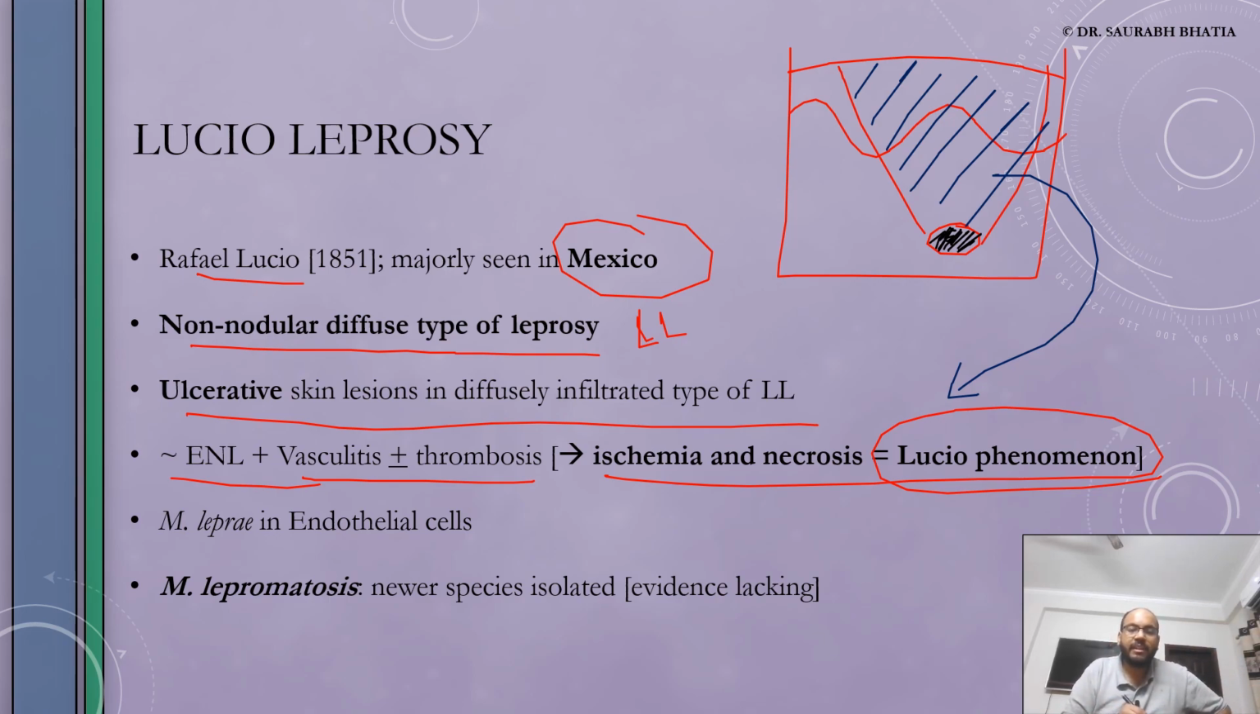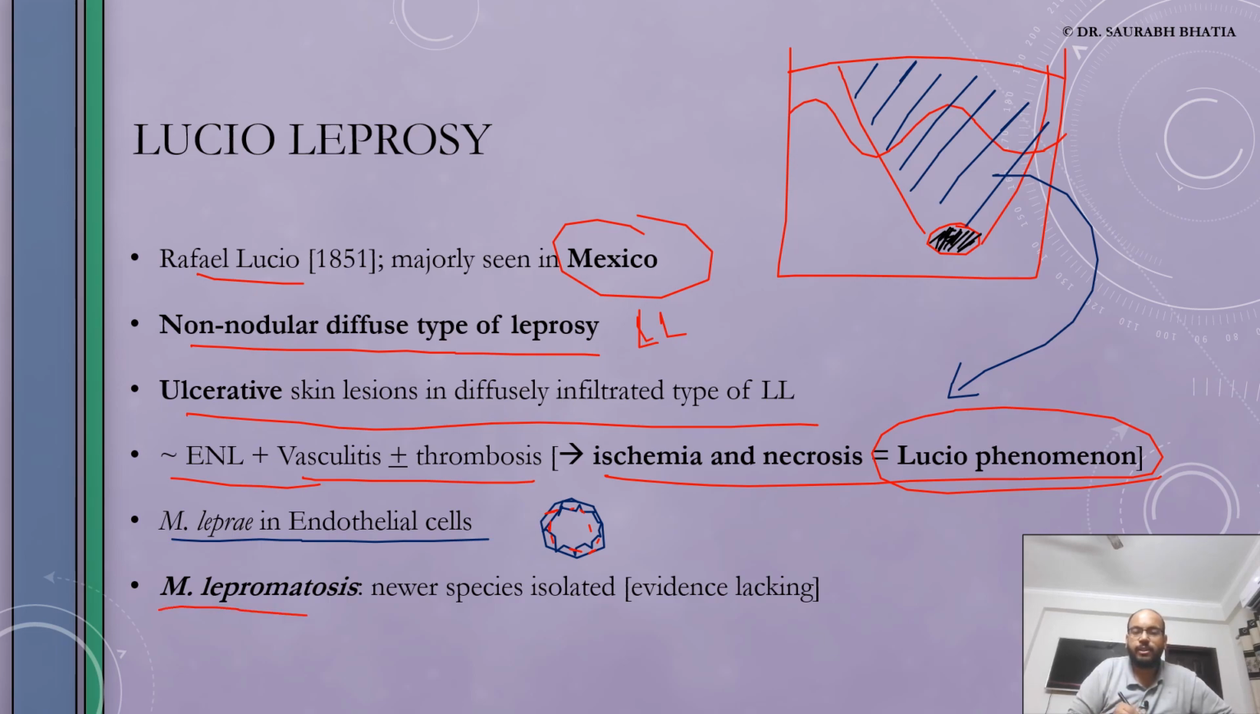So much so, you can in fact see M. leprae bacilli inside the endothelial cells of the vessels. So if you have a vessel and the lining is made up of endothelial cells, inside the endothelial cells you will be able to see AFB. And those AFB act as antigens for the immune cells to come and cause destruction, and then that destruction leads to thrombosis, which further blocks the vessels, leading to necrosis, and that is Lucio leprosy.